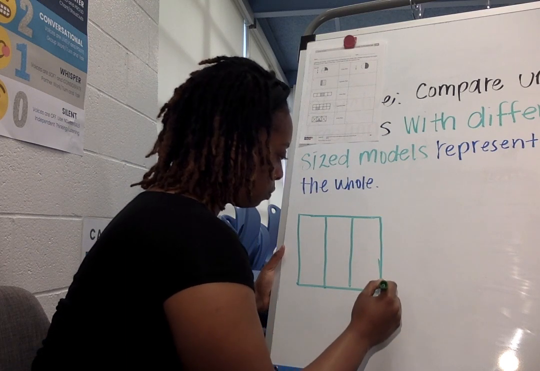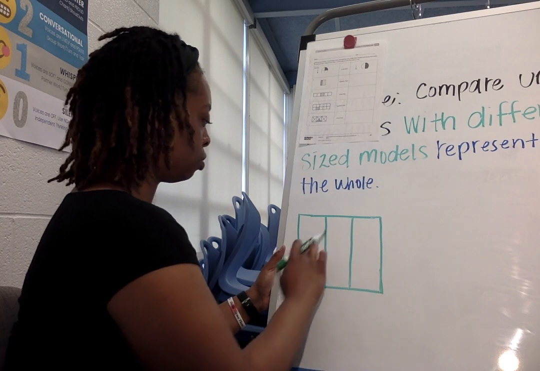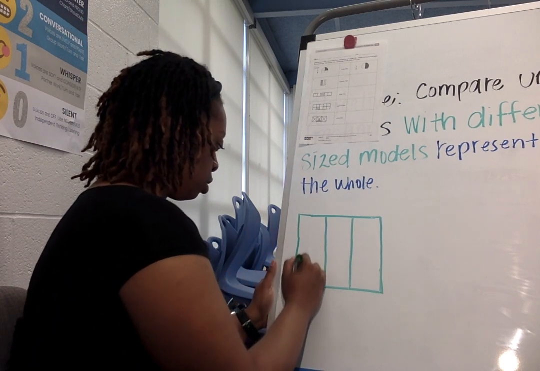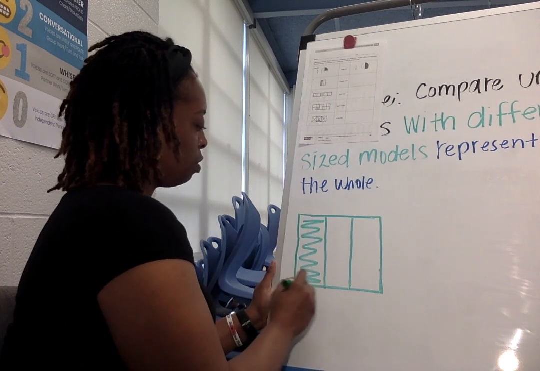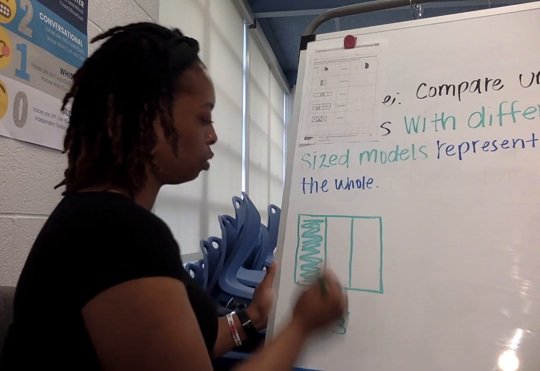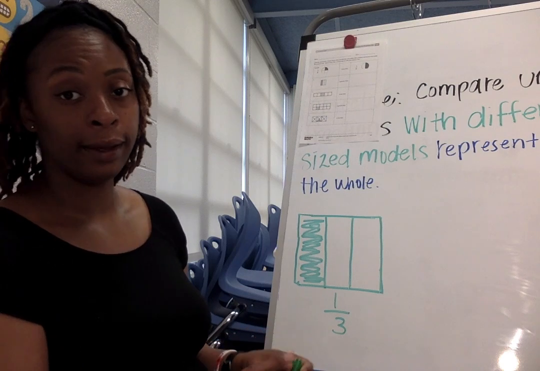Okay, so we have our square sectioned into thirds. It's hard to do it with a marker. Okay. So we have our thirds, and 1 is shaded in. So we know the fraction to represent this model is 1/3. And in the middle, it says is greater than.